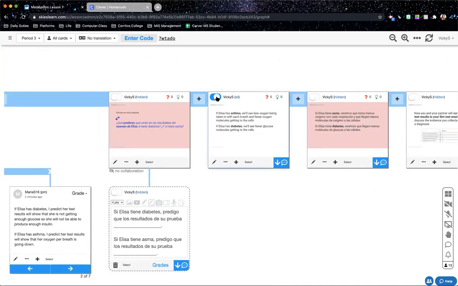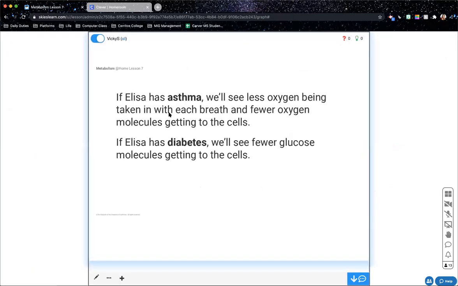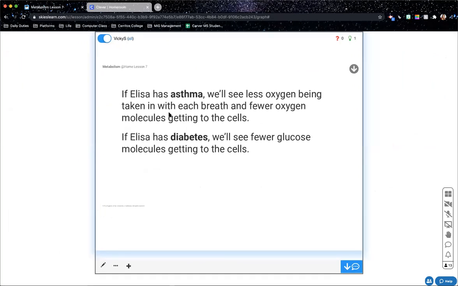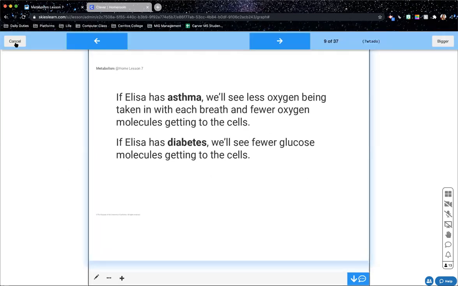All right, so the next slide we have is here. If Elisa has asthma, we'll see less oxygen being taken in with each breath and fewer oxygen molecules getting into the cell. So this is basically what you guys wrote, right? And then next one is if Elisa has diabetes, we'll see fewer glucose molecules getting into the cell. So this is basically the answer to the first blue card.